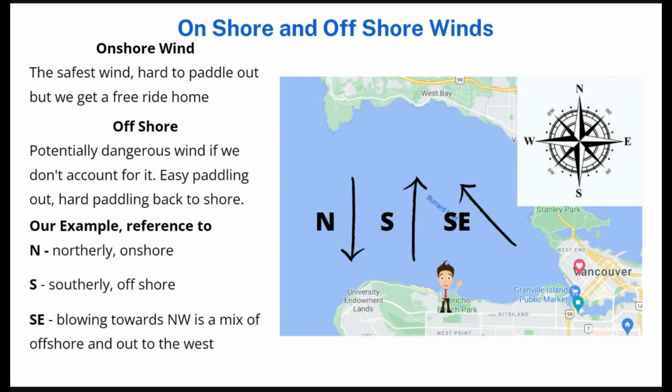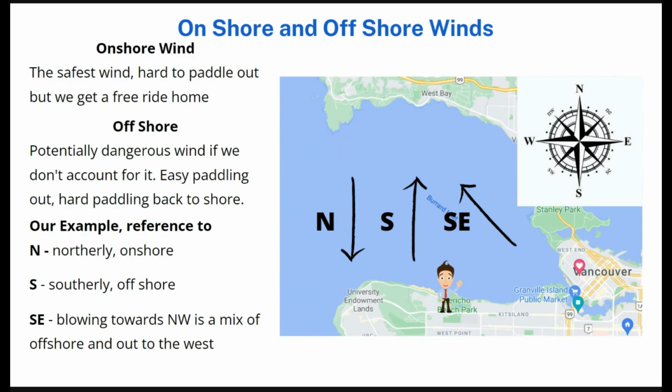So it's coming from the north, a northerly wind blowing towards us. That is the safer of the winds, because that is the wind that will blow us back to shore if we stop paddling. So an onshore wind is always a little safer because we're going to end up back on land, at least in this area.